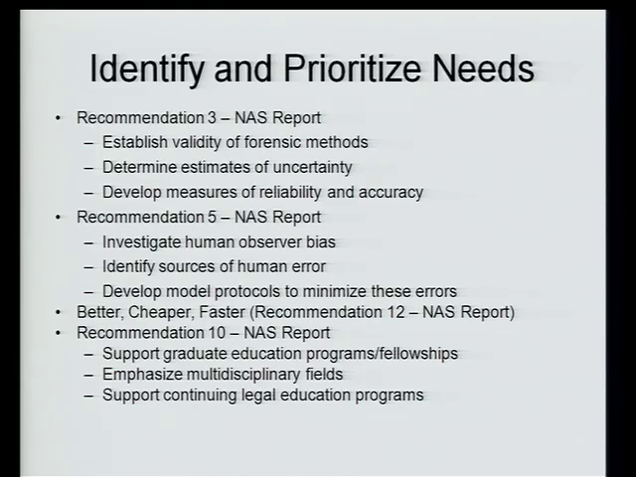And then recommendation 12 was very specific. It was about fingerprint interoperability, but it gets at a larger issue to me, which is this idea of just doing things better, faster, and cheaper in forensic science. So we'll talk about that. And then recommendation 10, we overlap with the education working group a little bit. This research has got to be done with our centers of excellence and academic partners. And so let's talk a little bit about a few of these research needs here.